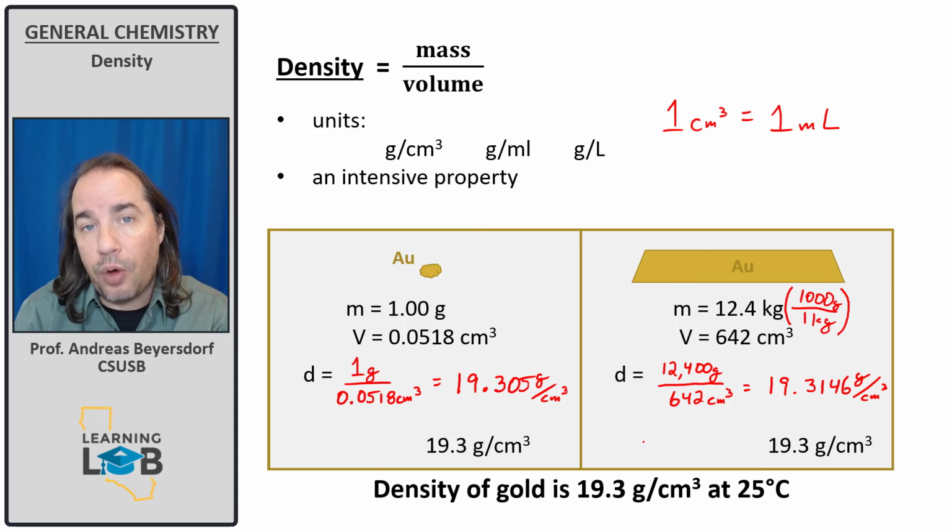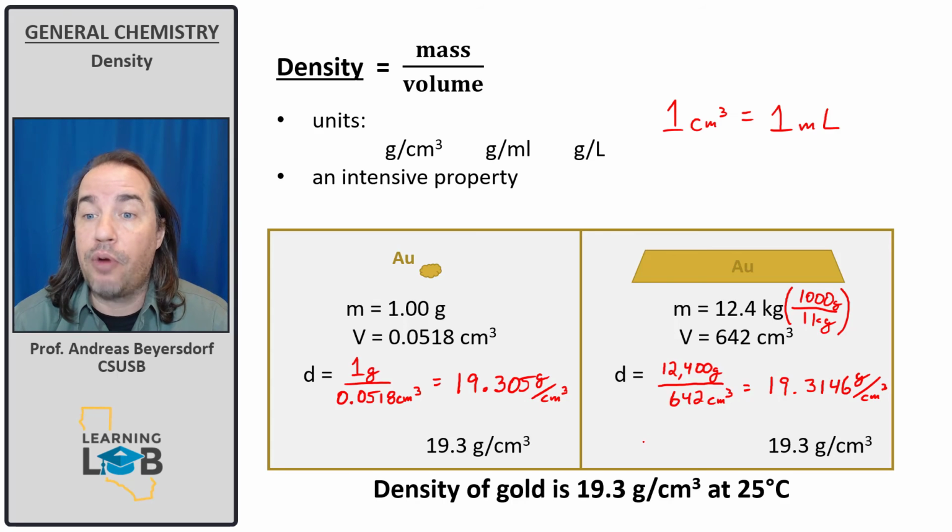So my densities, whether I'm talking about a small nugget or a bar, are the same, 19.3 grams per centimeter cubed. And that is what it means to be an intensive property.